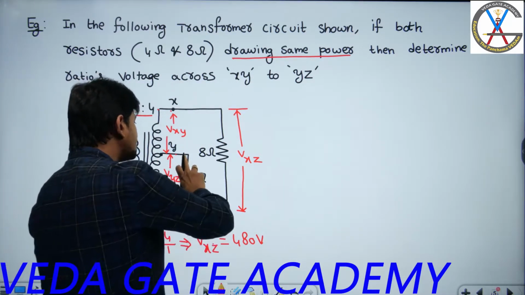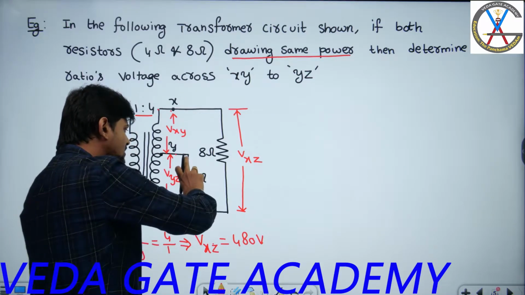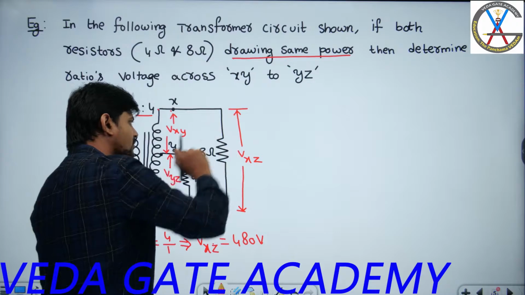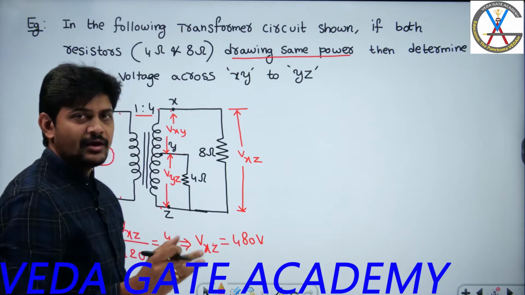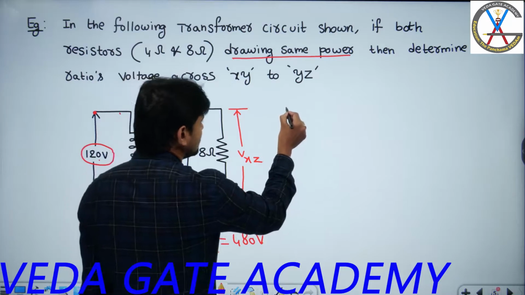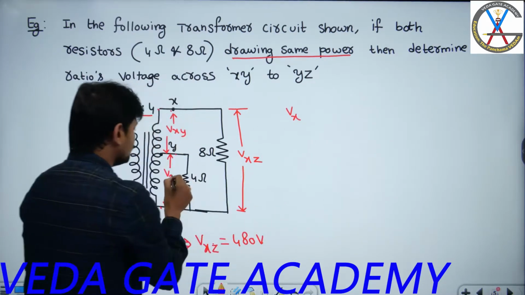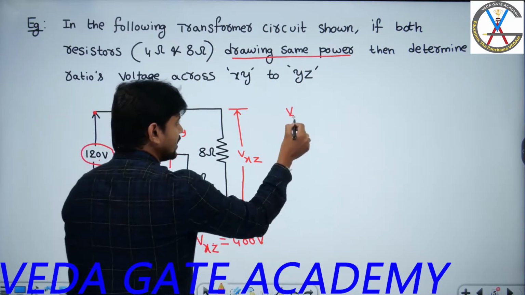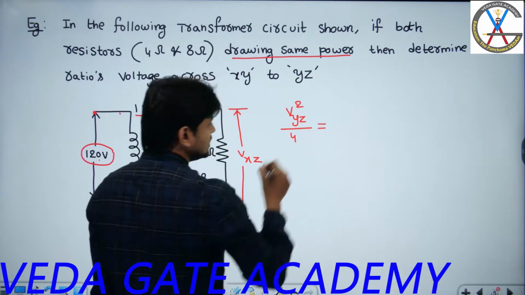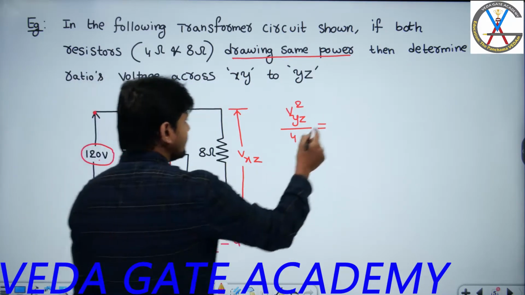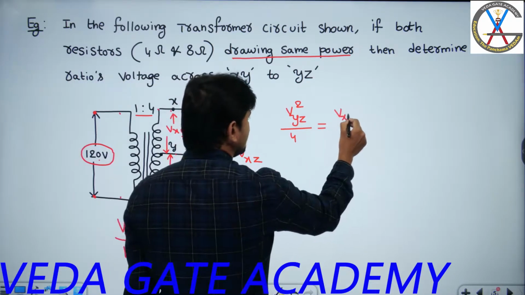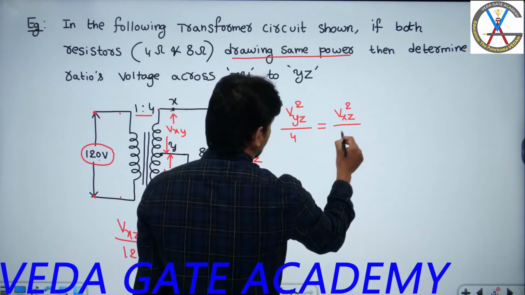So for this, the power drawn by this 4 ohm resistor and the power consumed by the 8 ohm resistor in the given data remain the same. So what is the meaning of the statement? Power is Vyz square divided by the resistance 4. The voltage across 8 ohm is Vxz square divided by 8.